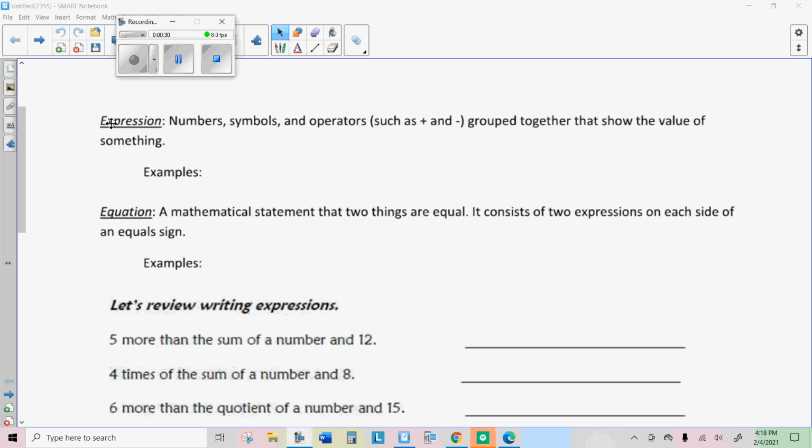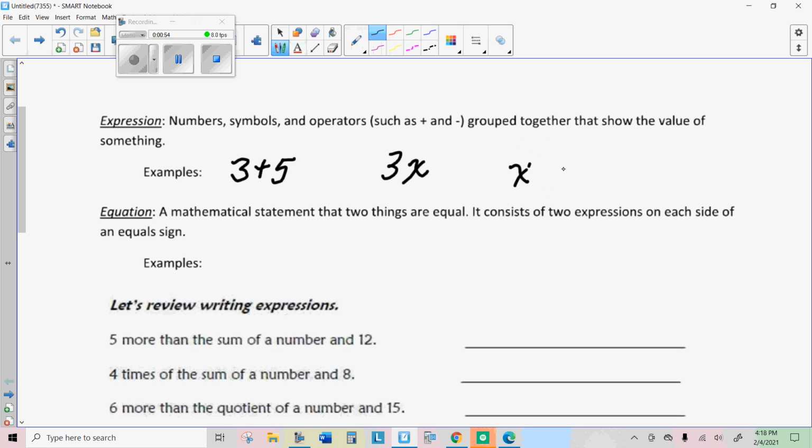An expression is numbers, symbols, and operators grouped together to show the value of something. Like 3 plus 5 is an expression, a mathematical expression. 3x is a mathematical expression. X squared plus 5x is a mathematical expression.